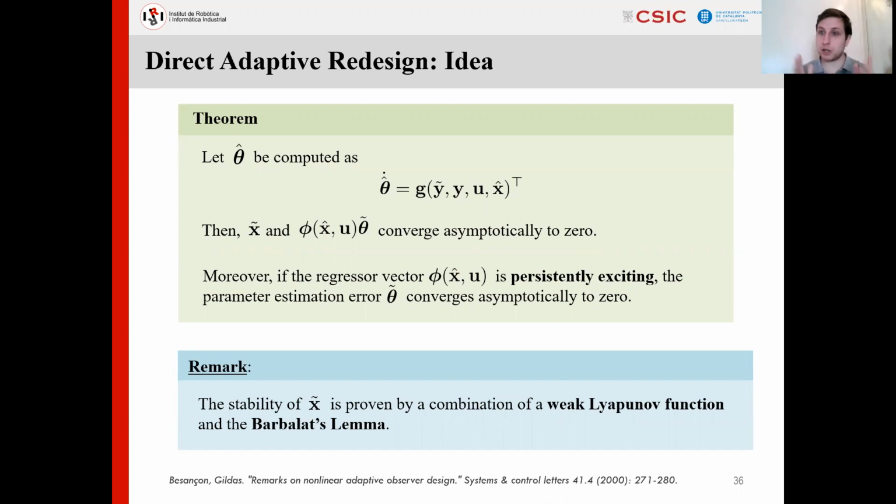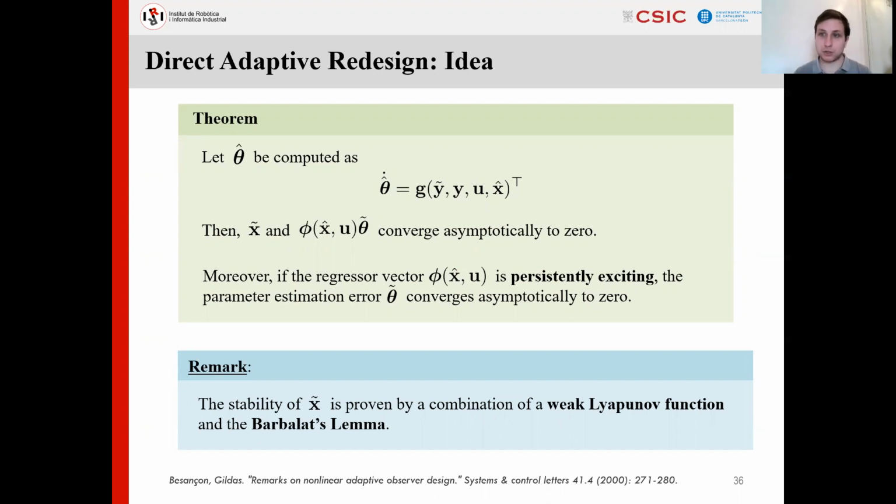This is a powerful result, but it should be mentioned that it is not a new result. There are some papers that have the proof of this result. In this slide, I have included some of these papers. But it should be remarked that all these proofs are based on a combination of a weak Lyapunov function, weak in the sense that its derivative is only non-positive, and Barbalat's lemma. This detail will be important for later.